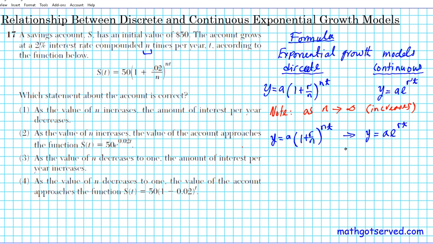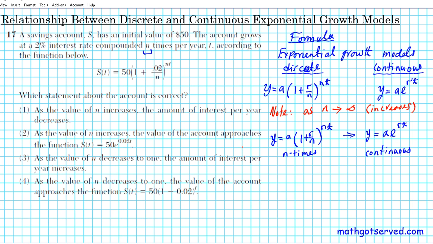So the one on the left is for n times, a known discrete period of time, for example, 3 times a year, 4 times a year. And the model on the right is continuous. The time interval is so small that you cannot ascribe a number to it. It's broken into an infinite number of times, so n is very large. Let's keep that in mind as we attack this problem.